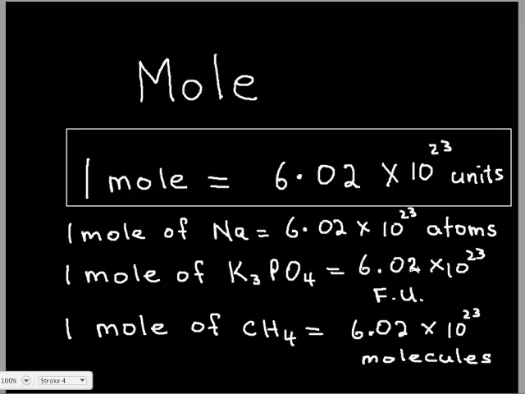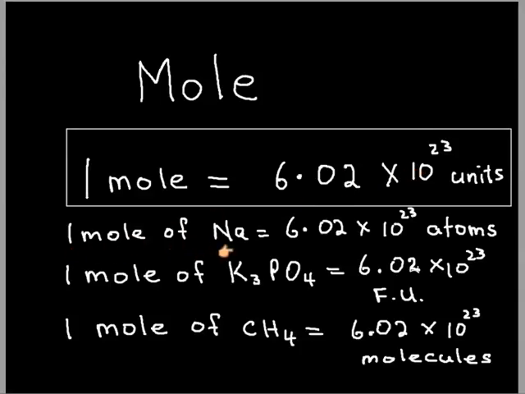Stoichiometry, a Greek word that means part or element, is a study of the quantitative aspect of chemical formulas and reactions. The central idea is the concept of a mole. 1 mole is equal to 6.02 times 10 to the 23 units.